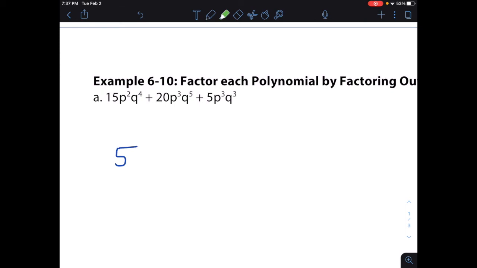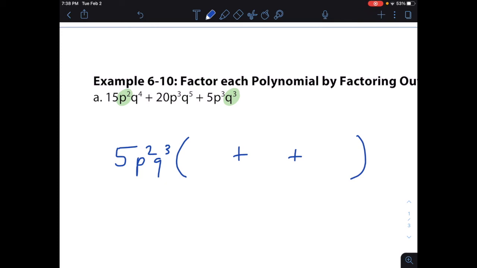And then the smallest exponent, so the p squared is going to be the smallest on the p, and then the q to the 3rd is the smallest on the q. So I'm going to write 5p squared q to the 3rd. And then again, create your parentheses, and you're going to always have the same number of terms inside the parentheses that you do in your original polynomial.